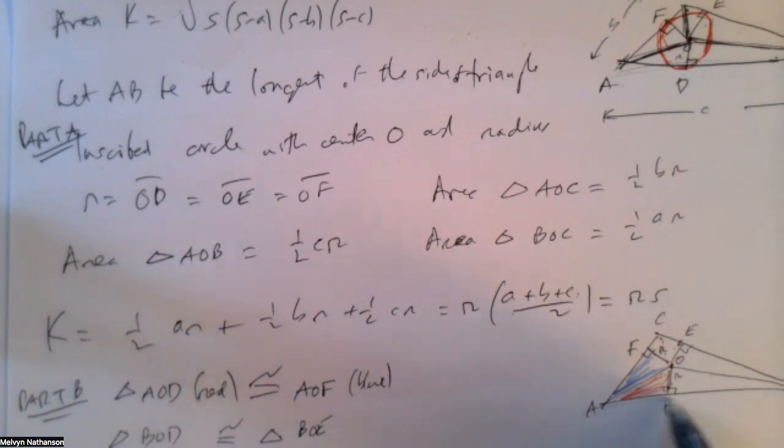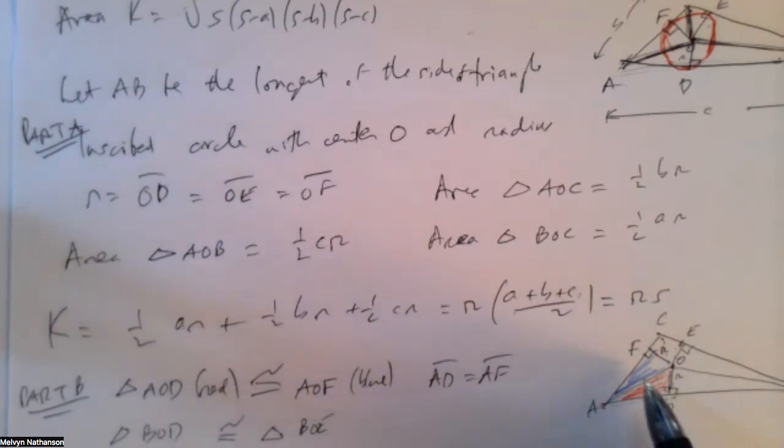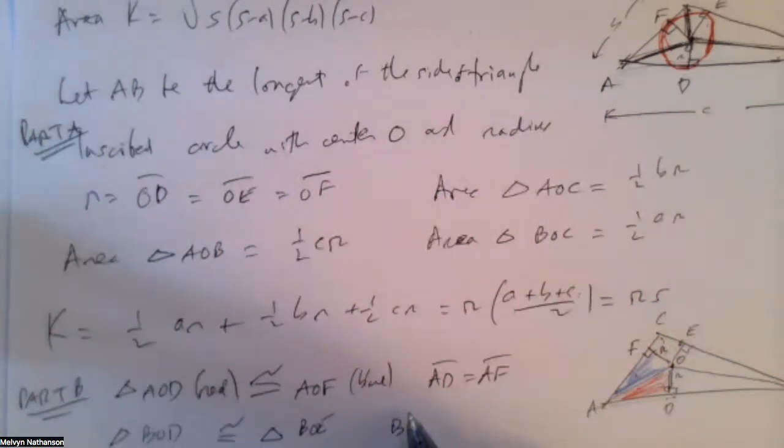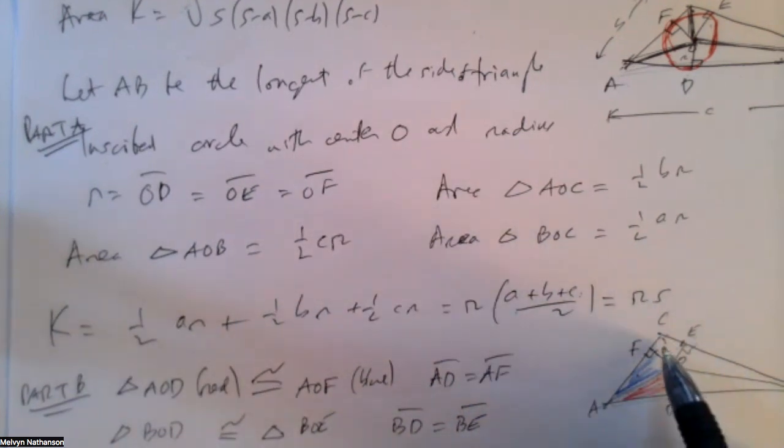So AD equals AF, because AD and AF are corresponding sides of congruent triangles. BD equals BE, because BD and BE are corresponding sides of congruent triangles. And CE has the same length as CF, because CE and CF are corresponding sides of congruent triangles.